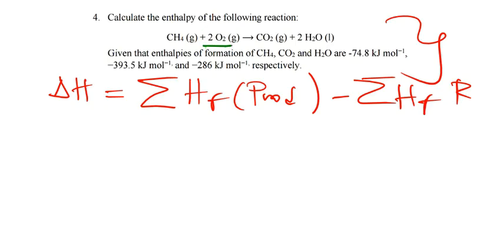Their values are zeros. That's why if you look at the given values, we don't have any value for oxygen, because oxygen exists naturally. Okay. So let's calculate. How do we go about it?